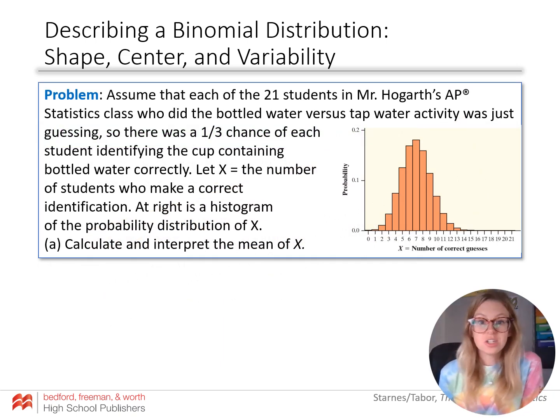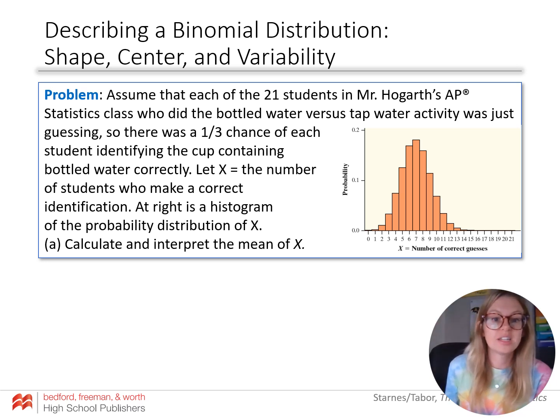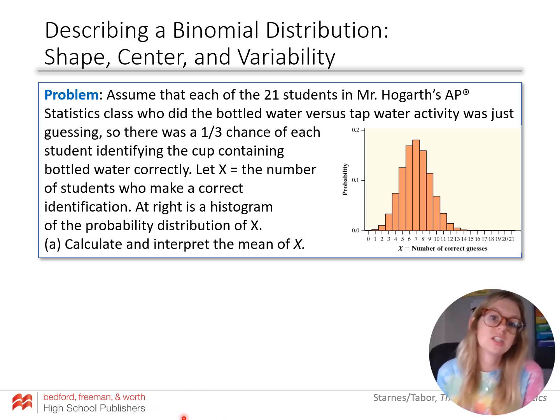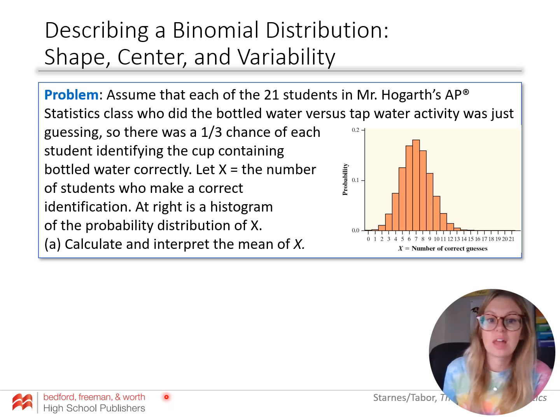All right, let's go ahead and do that. Let's find our mean and our standard deviation. Assume that each of the 21 students in this AP class did a bottled water versus tap water activity, and they were just guessing, so there's a 1 out of 3 chance of each student identifying the cup containing bottled water correctly.